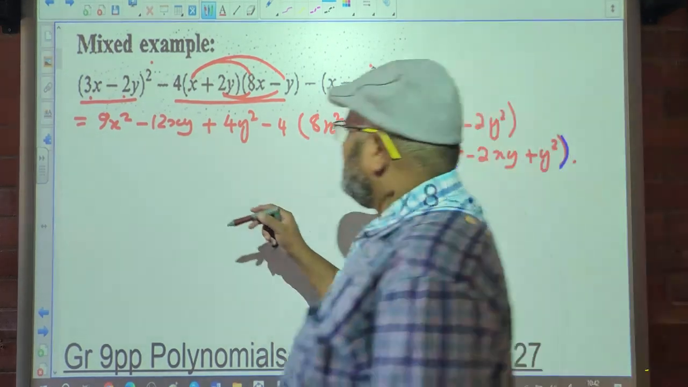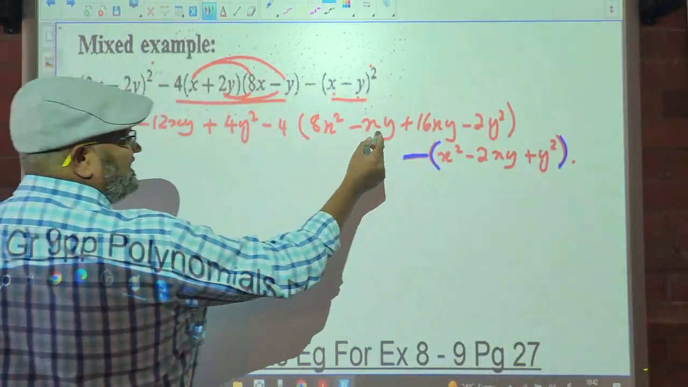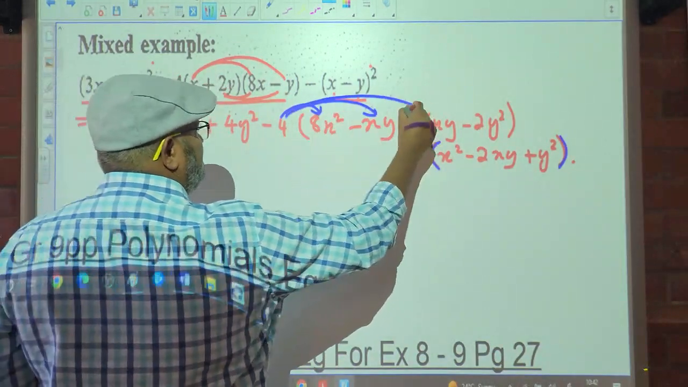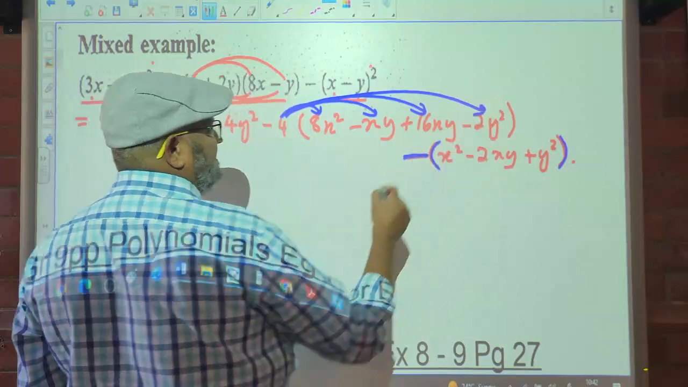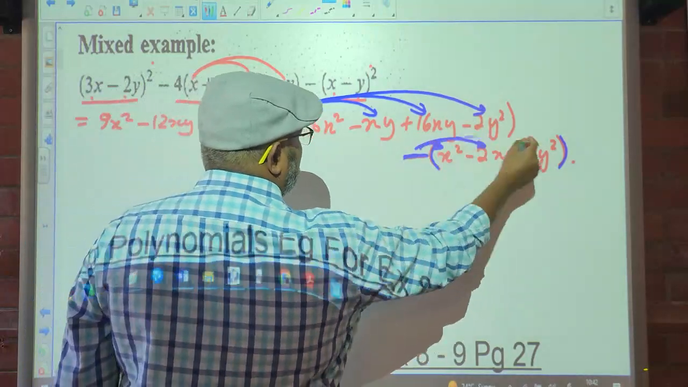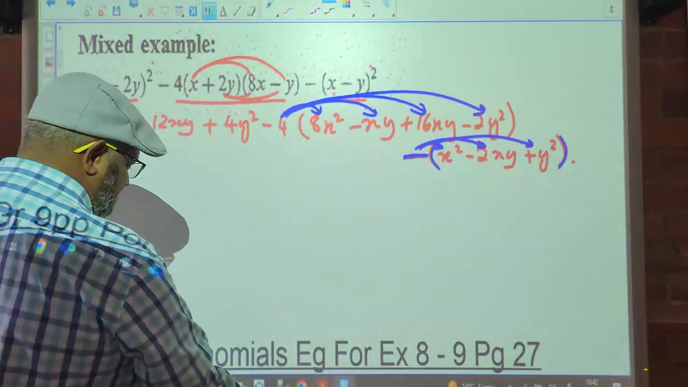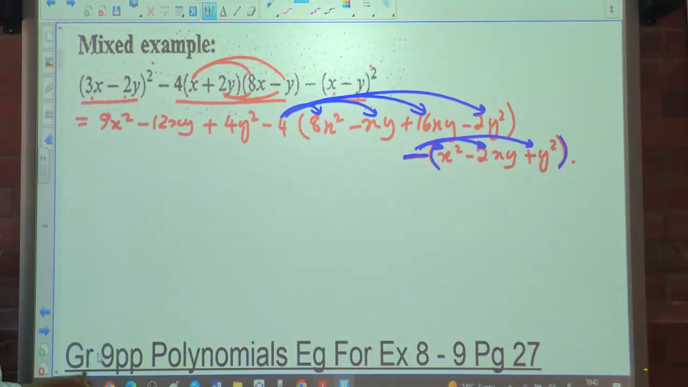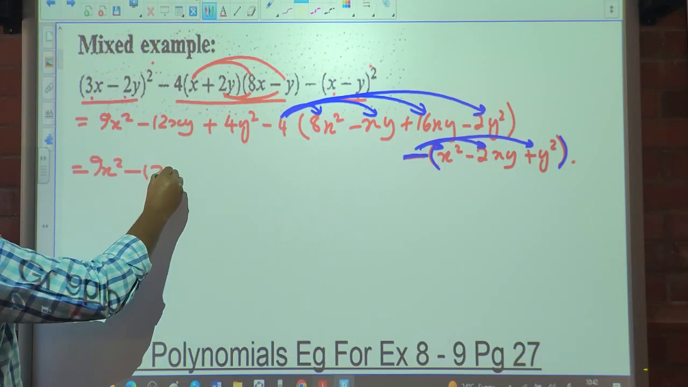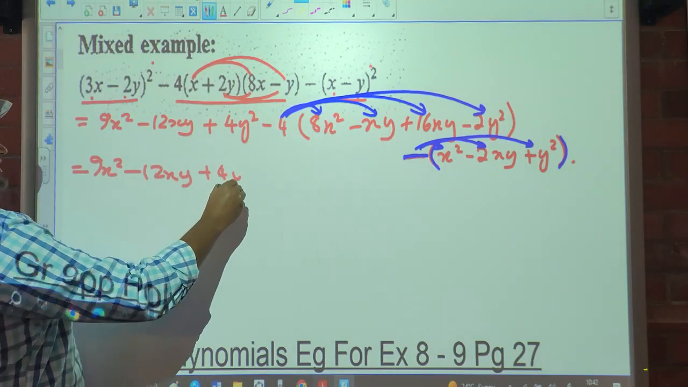Alright. So in our next step, we can do one of two things. I can either add my like terms or I multiply this negative 4 out. And that is what I will be doing, multiply the negative 4 out. And of course, to get rid of this bracket, I multiply the negative into that bracket as well. So what do we have? 9x squared minus 12xy plus 4y squared.